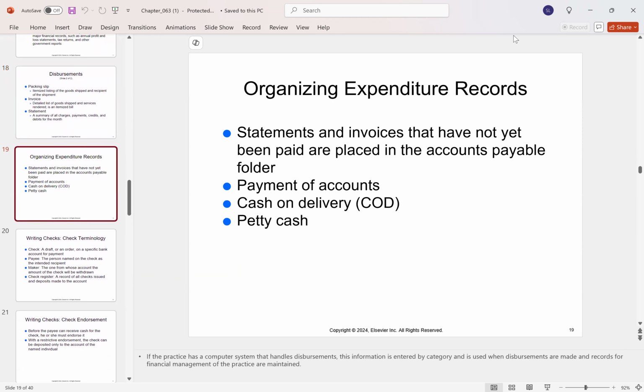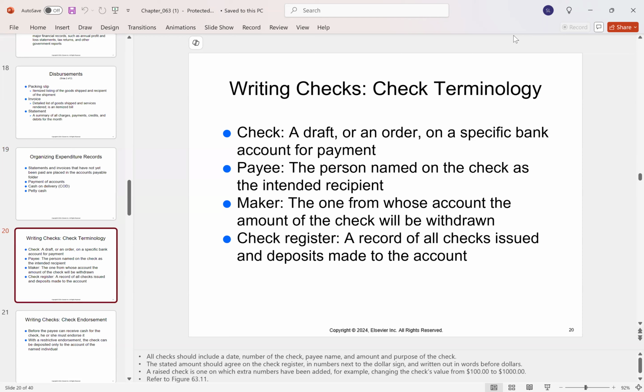Organize expenditure records. These are statements and invoices that have not yet been paid and are placed in the accounts payable folder. Payment of accounts, cash on delivery, and petty cash is typically kept in the office to give change to patients. So a check is a draft or an order on a specific bank account for payment. Payee is the person named on the check as the intended recipient. Maker is the one from whose account the money of the check will be withdrawn. And a check register is a record of all checks issued and deposits made to the account.